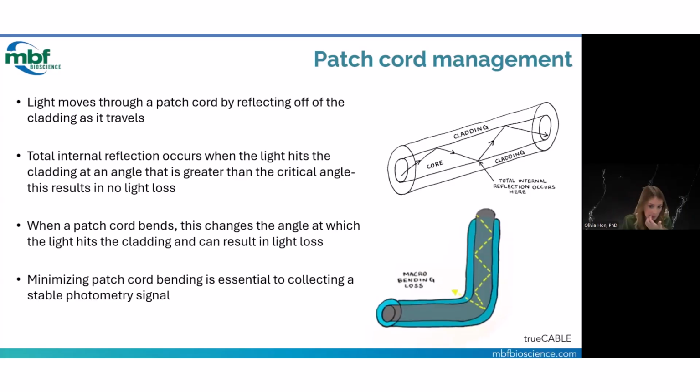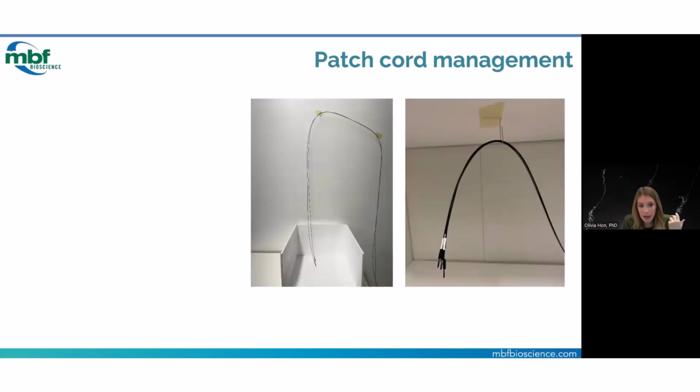record a stable signal. And this is done by strategically hanging your patch cord. This is super important to setting up a fiber photometry experiment. So the best way to do this is to secure it in some way above your behavior chamber. Don't let it just flop over the side. Stick it up on a ring stand, tape it to the ceiling, put it on the wall. Doesn't matter, but you want it to be hung above the animal.